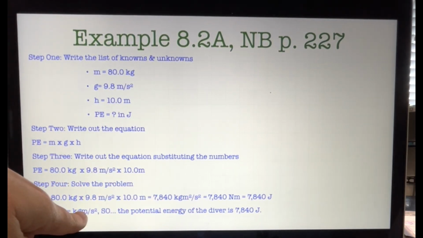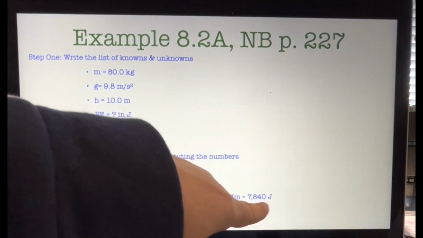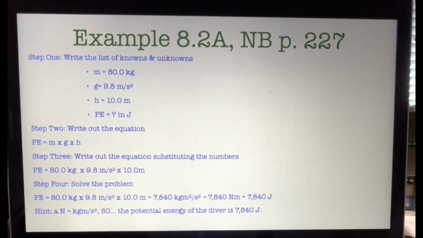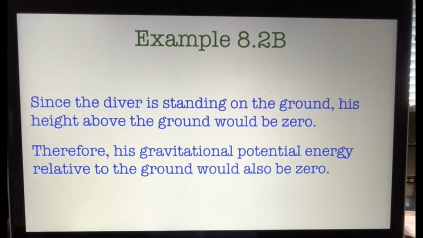Now don't forget that a kilogram meter per second squared is actually the definition of a Newton. And then don't forget that a joule is a Newton meter. So the answer here is 7,840 joules. Again, notice the units, just as with the kinetic energy. These units are equal to a Newton meter, and a Newton meter is equal to a joule. So the potential energy of the diver is 7,840 joules.